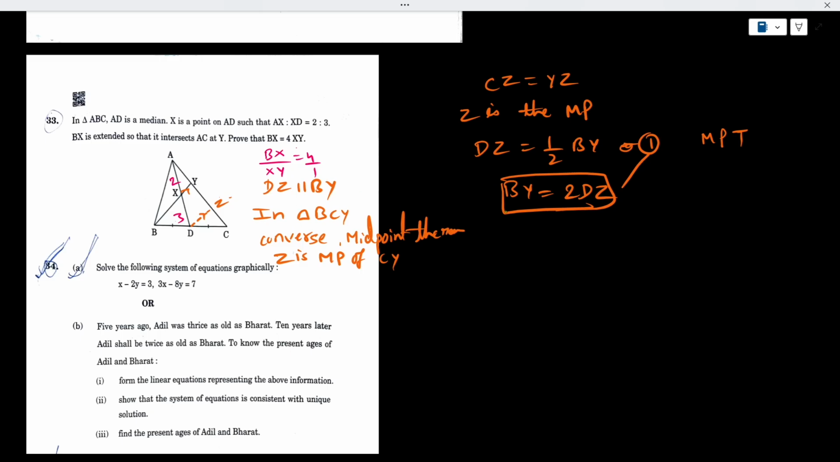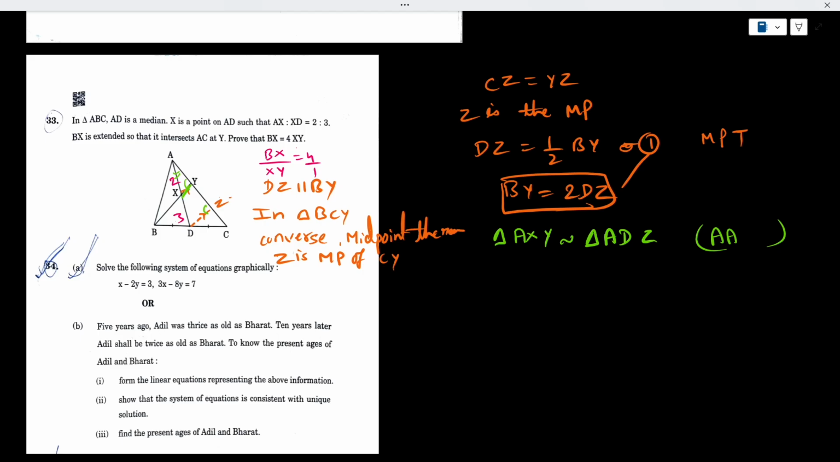What else can you do here? After this, you will prove that triangle AXY is similar to triangle ADG. Using which similarity? Because this is parallel, the corresponding angles will be equal, and this angle is common, so using AA similarity I can get this, right? I'm not writing all the steps, I'm just sharing the answer. If you have any doubt, please put a message in the comment box.